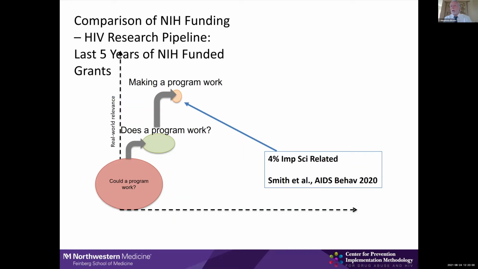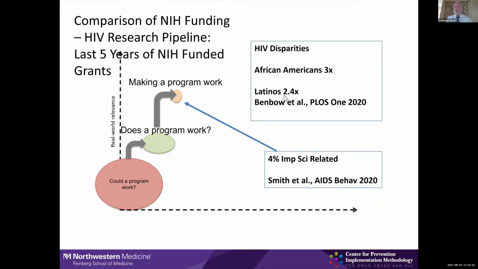J.D. Smith and a set of colleagues in here went back to the last 5 years of NIH-funded grants and looked at those. Only 4% of those NIH-funded grants dealing with HIV were implementation science related. And we think that's a mistake. We know enough now that we should really put a lot more effort into it. At the same time, we can't forget the disparities in here with African Americans and Latinos having much higher rates of HIV as well.